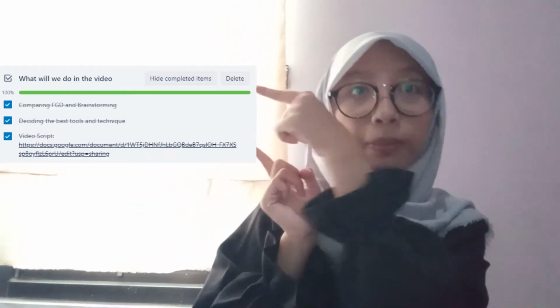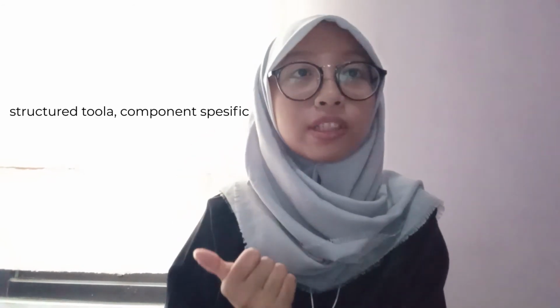Okay, first one, I will discuss the checklist. There are some highlighted points about checklists that I will explain to you. Before we go to the explanation, if you want to see the visualization of a checklist, here I show you. And then the point of checklists: they are structured tools and component specific.